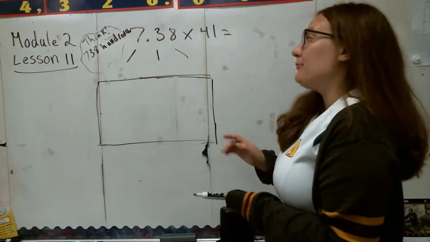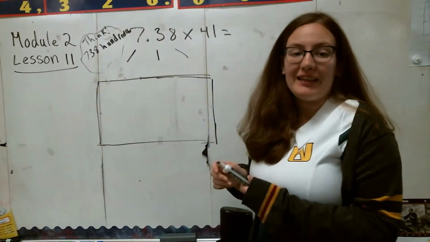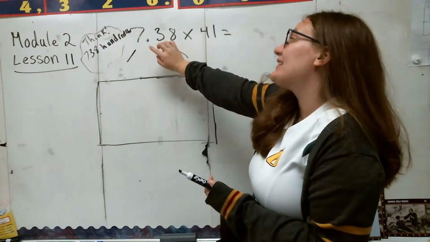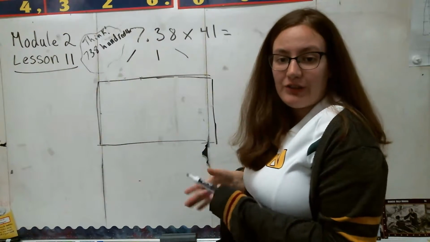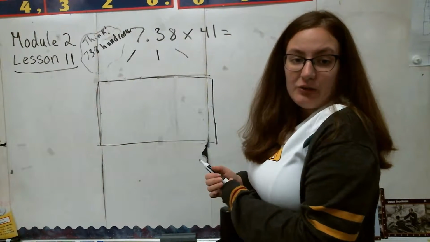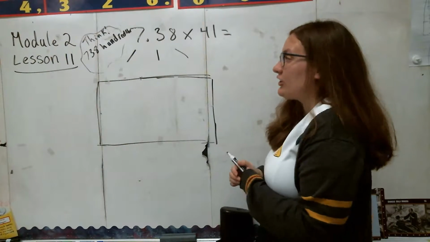And for this lesson, we are going to continue multiplying with decimals, except now our decimals are going to be going into the hundredths place. So last lesson we had decimals that went into the tenths, but now we have decimals going into the hundredths. So this lesson is going to be very similar. We're just going to have more digits we need to work with. So let's go ahead and get started.